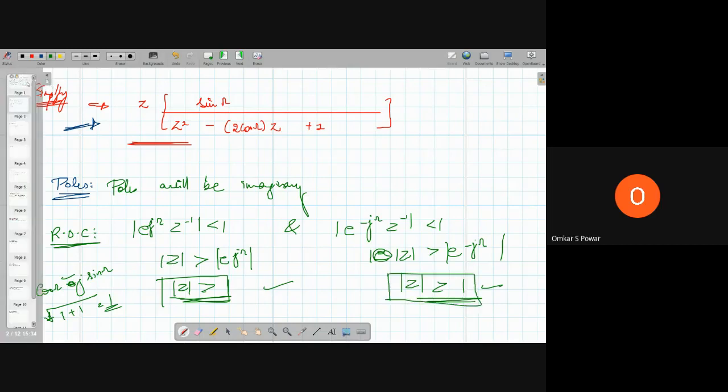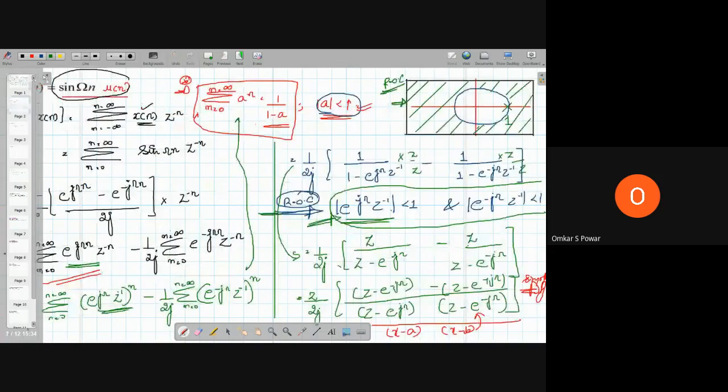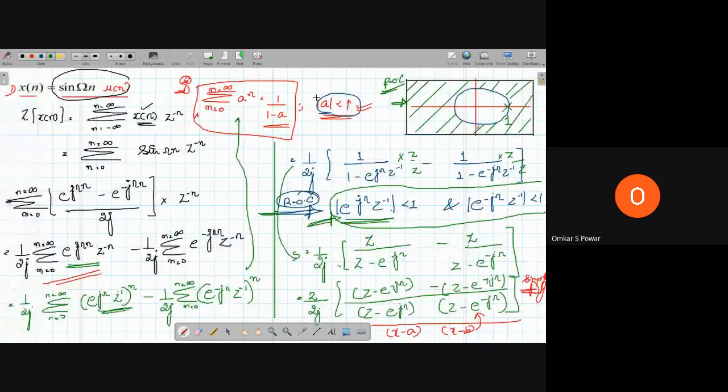So if you want to plot the ROC, it will look like this. First, you have to plot the pole at z is equal to 1, and it has a unit circle there. Mod z is greater than 1. So this will be your ROC.